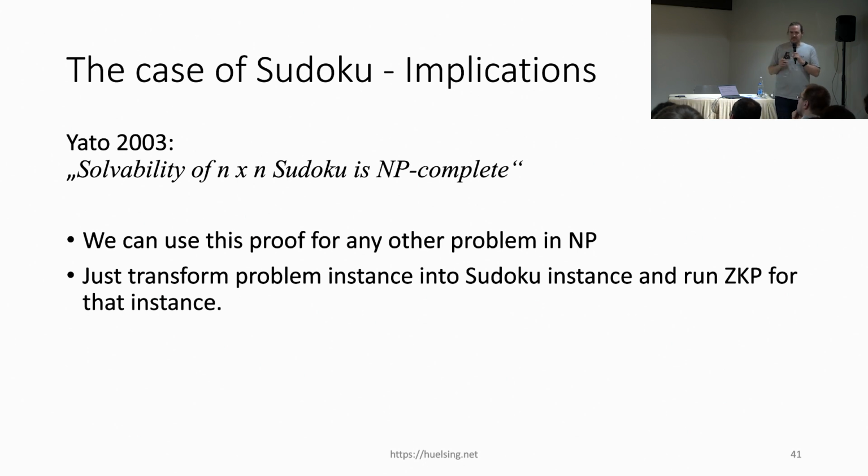And this is pretty nice because it has been shown that the solvability of n times n Sudoku is NP complete, which means, in general, this proof already bootstraps to a generic proof for any other problem in NP. So just by knowing how to prove Sudoku, you can prove knowledge of a solution to any NP statement. You just have to transform your instance into a Sudoku instance, which of course is the tricky part.